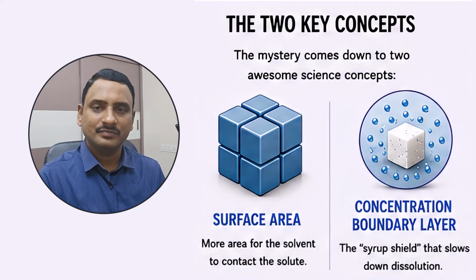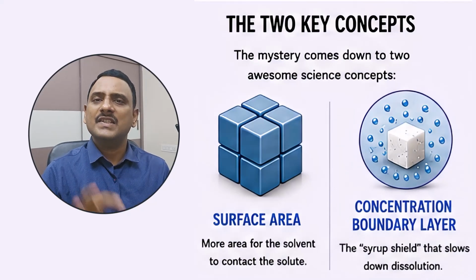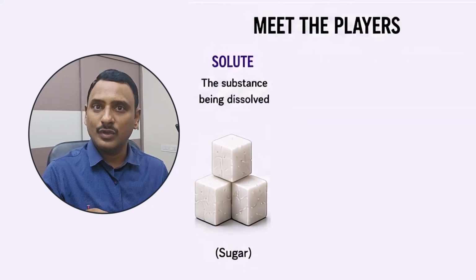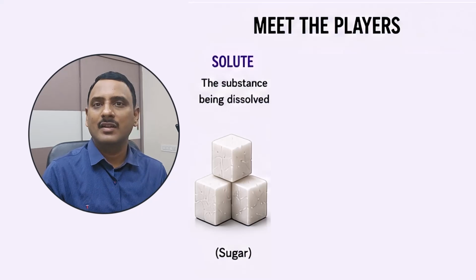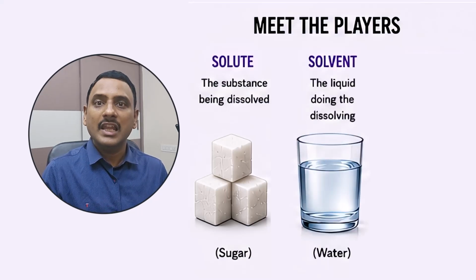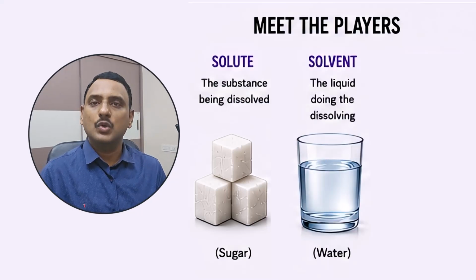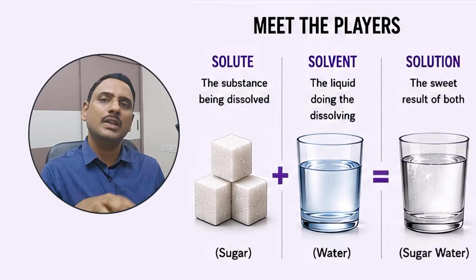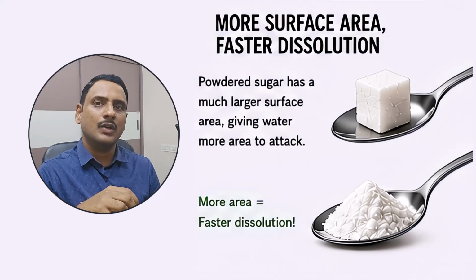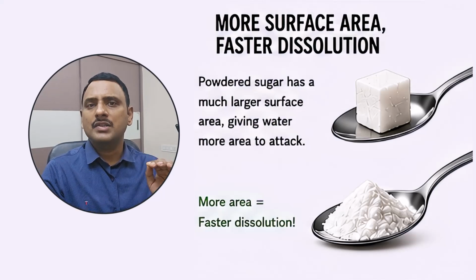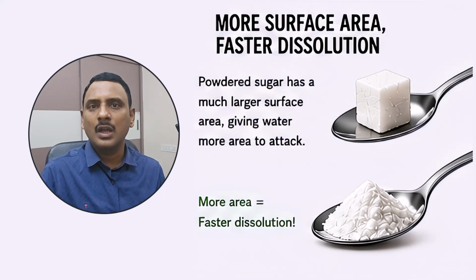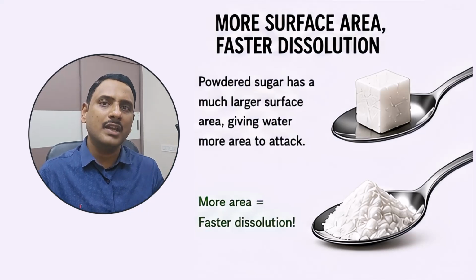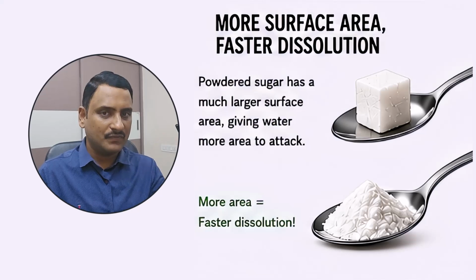Let's dive right in. To understand this, let's quickly learn three science words. The sugar is our solute, the substance being dissolved. The water is our solvent, the liquid doing the dissolving. And together they make a sweet solution. The simple answer to the effect of surface area is that when you use powdered sugar, a much larger surface area of the solute comes into contact with the solvent. Because the water has more area to attack, the sugar dissolves much faster.